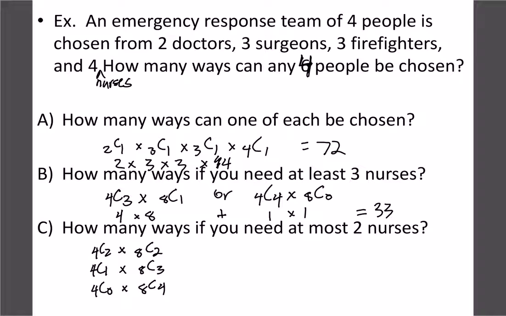The only reason I know that is if our first 2 answers are correct. So this 72 was our total, so that was the total with no restrictions. At least 3 nurses meant that we had 3 or 4. Now at most 2 means we have 0, 1, or 2. So it's basically just the opposite. We could think of it as being the total minus 33, and that would give us this answer as well. So you could do it one of 2 ways: either just figure out all 3 and add them up, or do the total minus, and that would work as well.